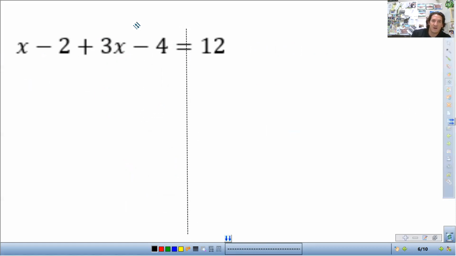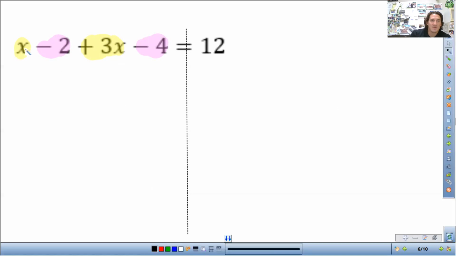We can see all this stuff on the left we need to simplify before we even start solving by eliminating things. So I have two sets of like terms here. I have x and positive 3x. And then remember, the negatives stick with the numbers: negative 4 and negative 2, or negative 2, negative 4 there.